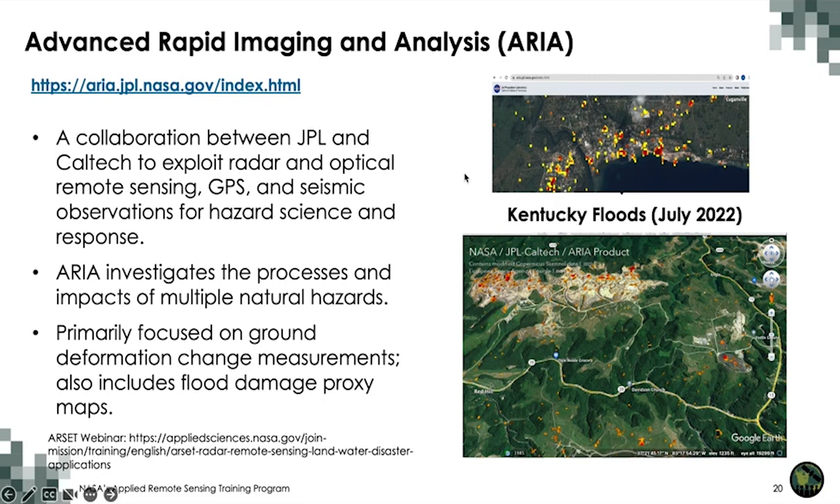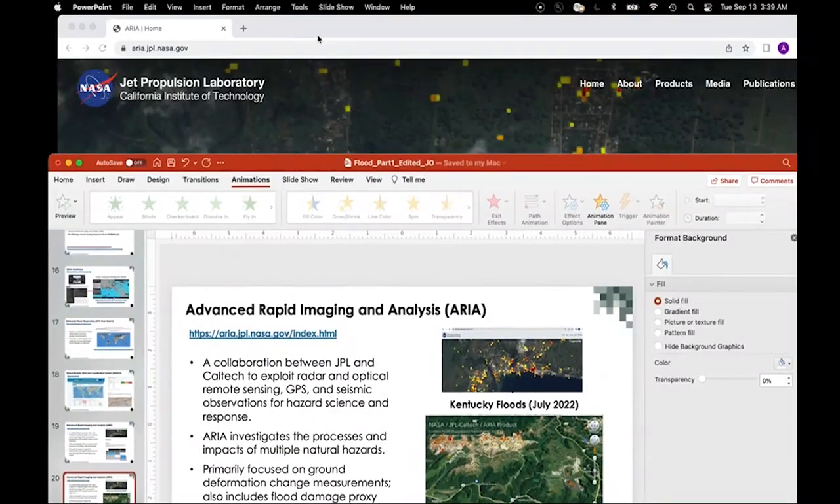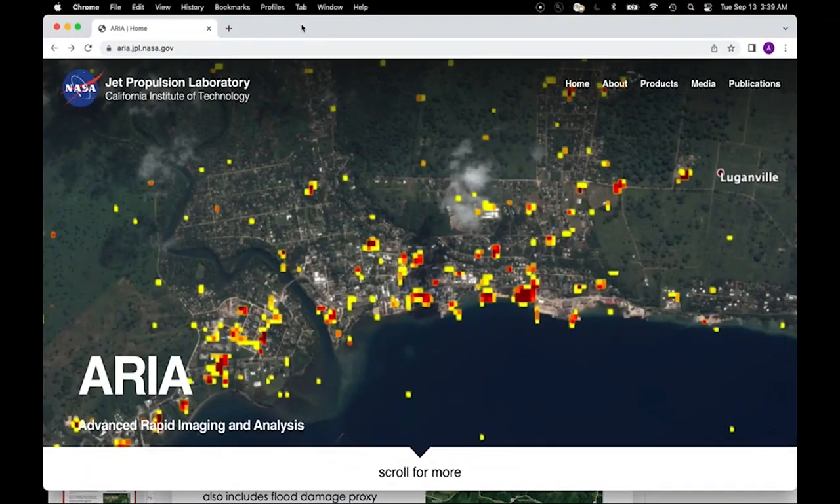If you look at this link, that's an ARSET webinar that also shows how to use SAR data to detect flood water. And this also uses ARIA, uses a similar technique. It also combines other data in there. So let's just briefly look at the ARIA website and see where to get flood proxy maps.